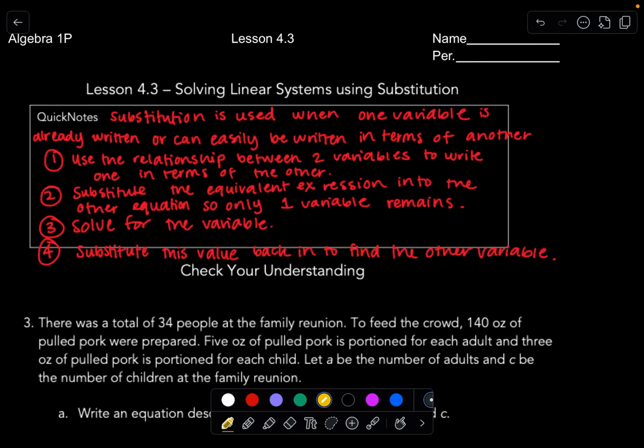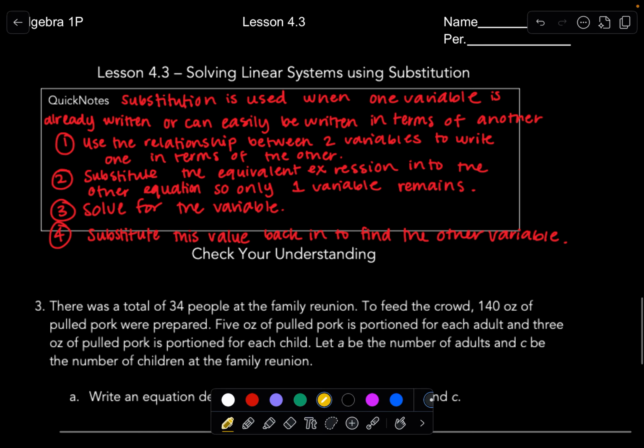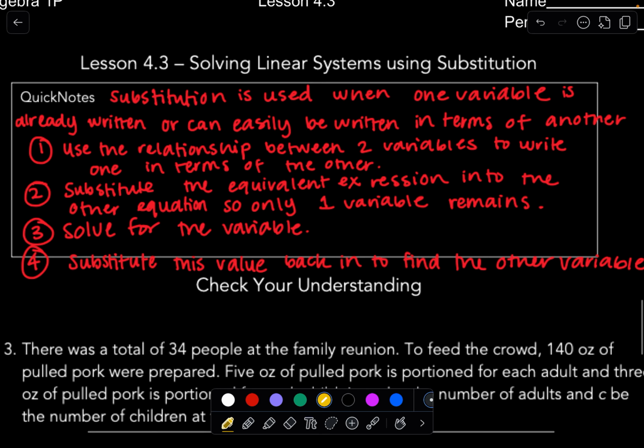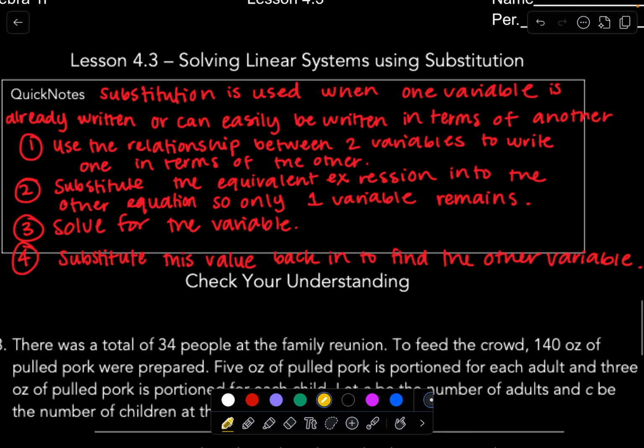Okay, class, this is the last video for lesson 4.3, solving linear systems using substitution. Here's the quick notes, which I failed to show you last video, and I wasn't going to go through that again. So I'll just include it here. The quick notes. Substitution is used.